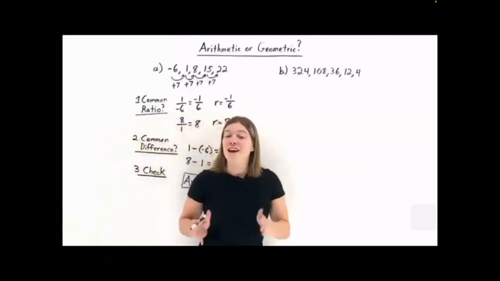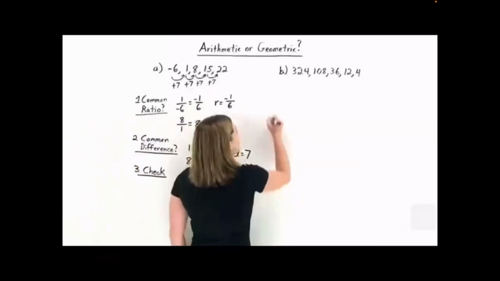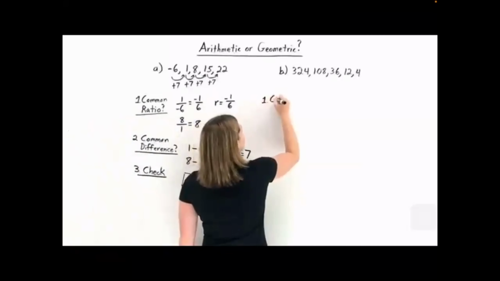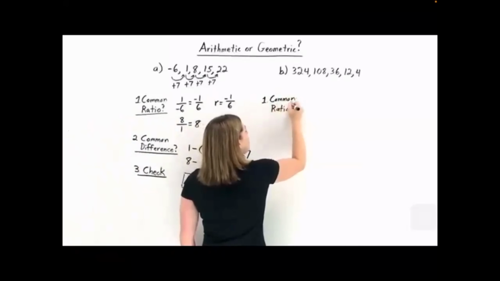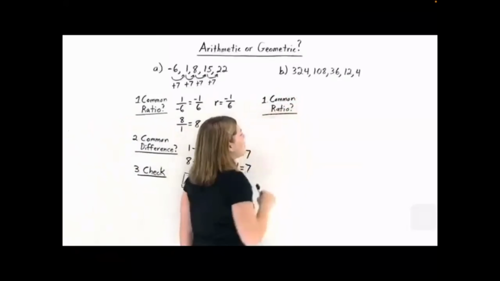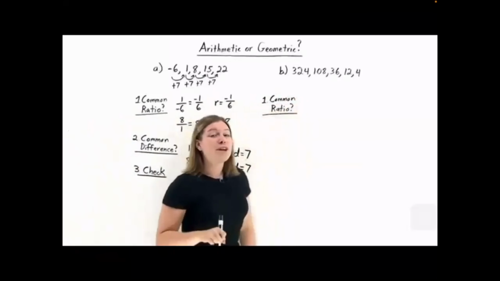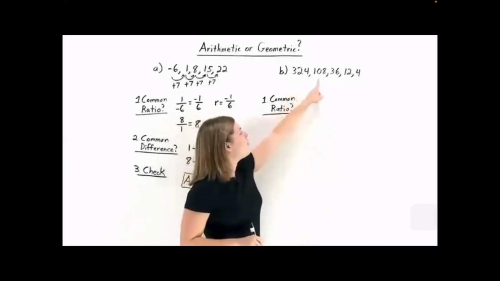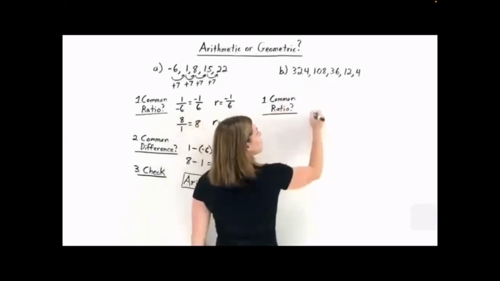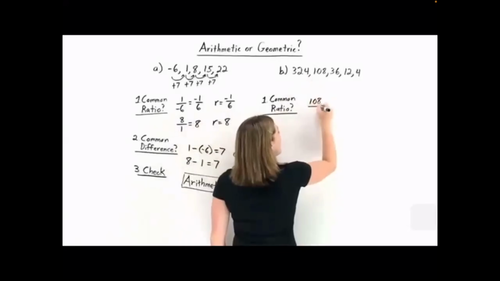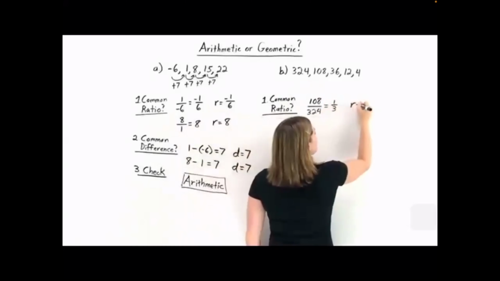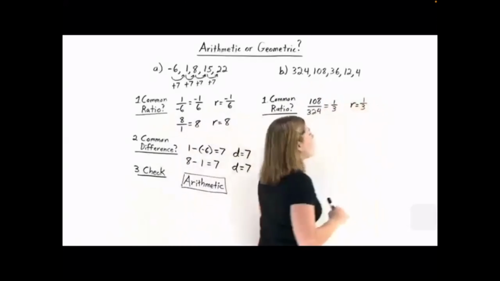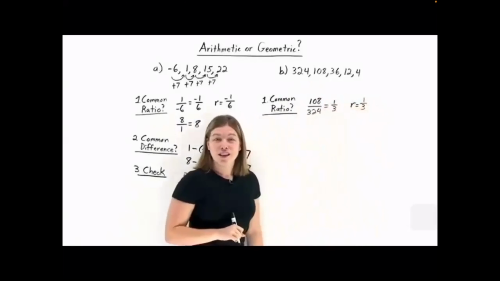Here, we need to see if this sequence is arithmetic or geometric. Again, let's start by testing to see if it's geometric. That means that we need to see if we have a common ratio. If we do, that means that our sequence is geometric. So again, we look at the first two terms, 324 and 108. To find the ratio between them, we take 108 and divide it by the term that comes before it, 324. When we perform this division, we get 1/3. So here, we're proposing that r, the common ratio, is 1/3.